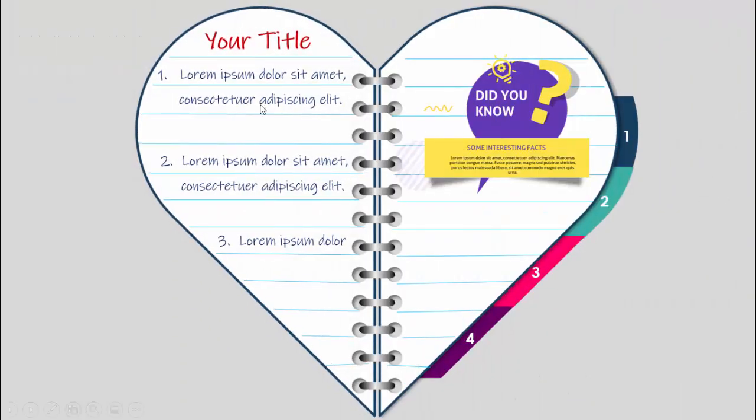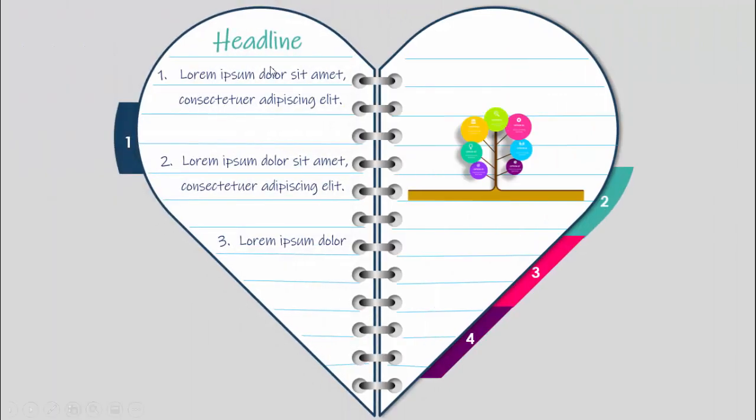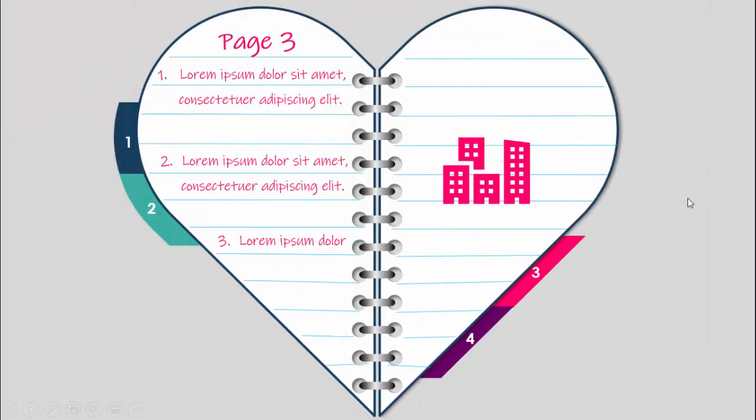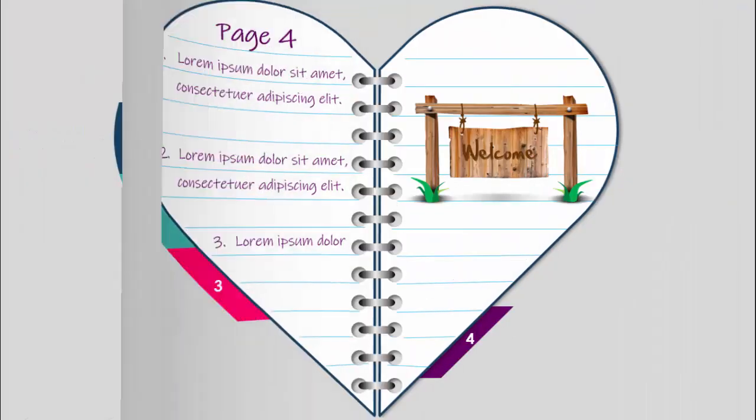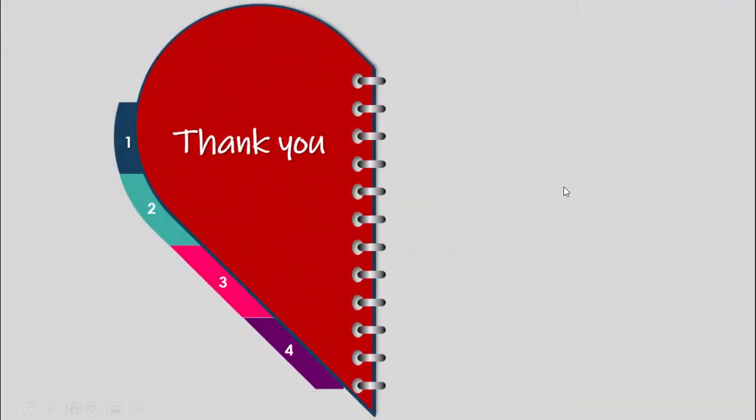You can see here it comes to the first page where you can add the title and some detailed text. On the right side you can add some images or icons, and on my next click it moves to page number 2 again with different text and a different image here. Then here you can see page 3, page 4, and then it says thank you.